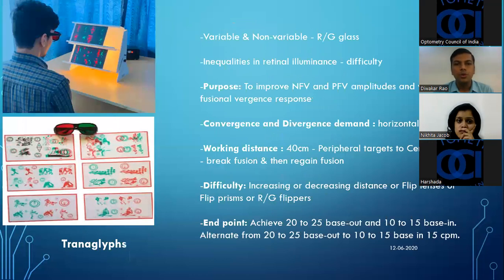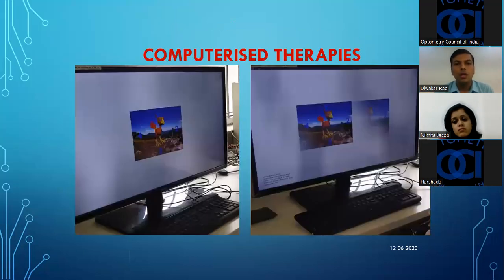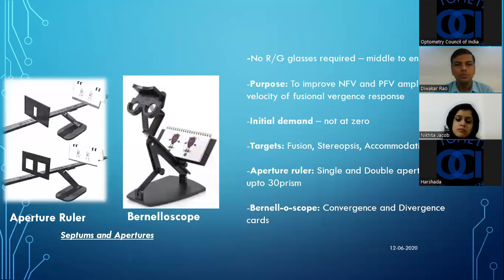So then we can also use anaglyphs. Variable anaglyphs and non-variable anaglyphs can be used, improving their convergence ability up to 30 to 35 prisms of convergence. Here we require red-green glasses to be used. And then we can also use computerized therapies to improve their convergence by giving targets on the screen.